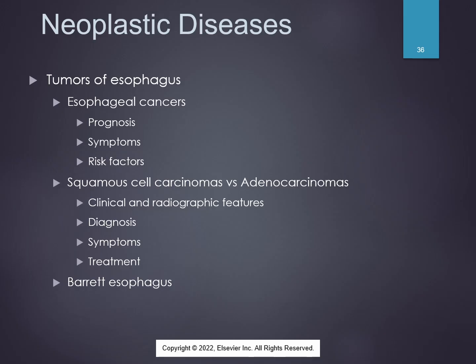esophagus. Adenocarcinomas result from malignant degeneration of columnar metaplasia. This occurs in the distal esophagus and esophagogastric junction. These two types of cancers have different clinical and radiographic features.